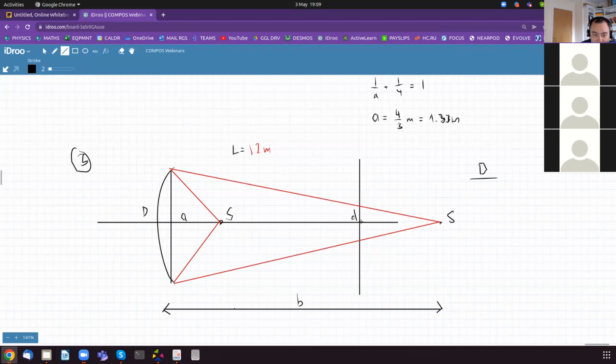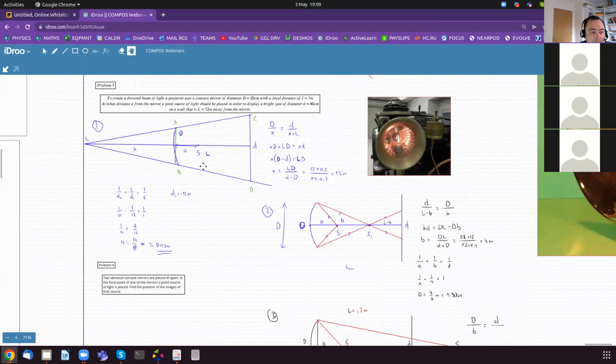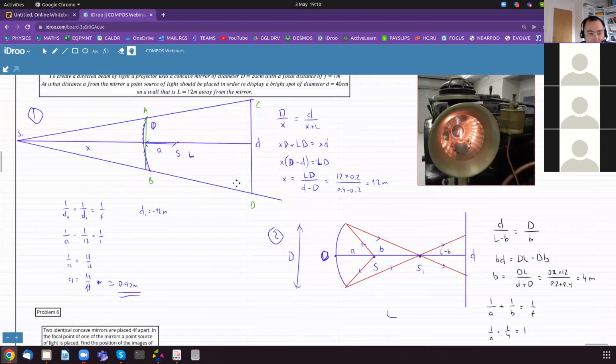So D divided by L. Aha, interesting. So what is this distance? This is L. D divided by B is equal to D small divided by B. Yes, I have made a mistake here. I wonder where.